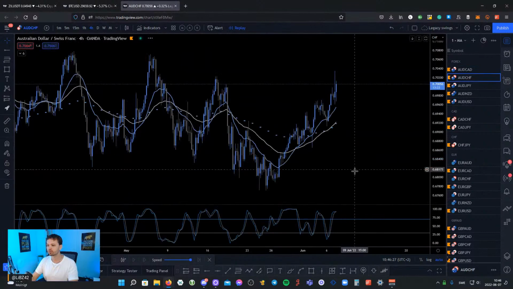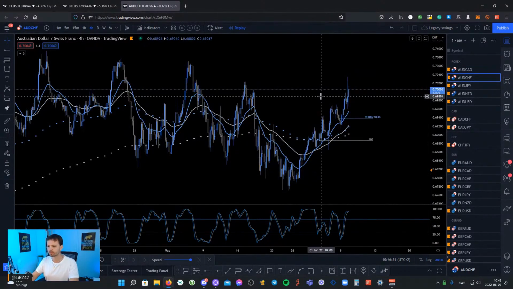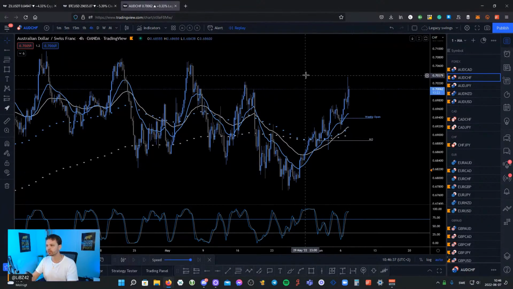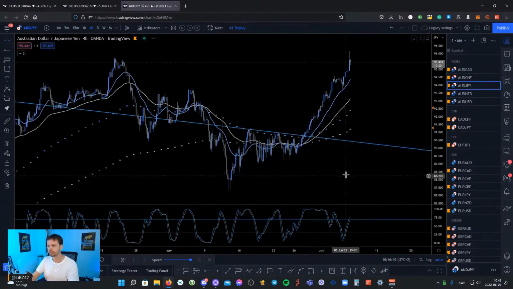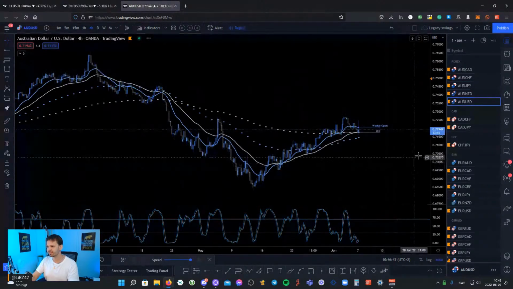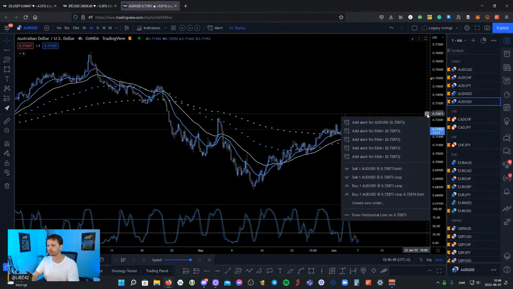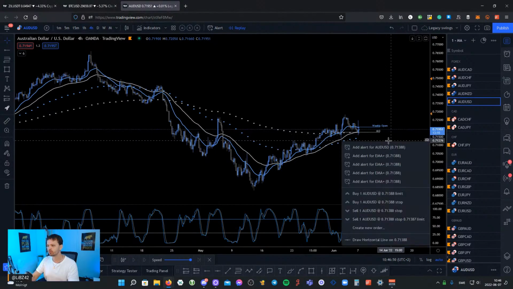Right, so AUD CAD, orange list, AUD CHF. Basically, what I'm looking at is trends, just trends. If there's any possibility that a new trend is forming, or if the pair is in a trend, it goes to the orange list. AUD JPY, clearly a trend. AUD USD. I'm putting in alerts here, and I'm removing this from the orange list.